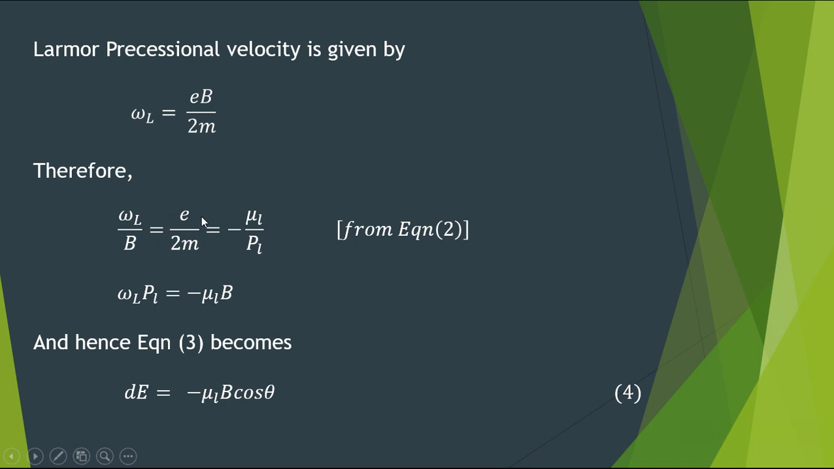From equation 2, that is the equation of magnetic moment vector, we have e by 2m equals to minus mu L by PL. Cross multiplication gives omega L PL equal to minus mu L into B. Now we can replace omega L PL by minus mu L into B in equation 3 for the change in energy, and equation 3 becomes dE is equal to minus mu L into B cos theta.